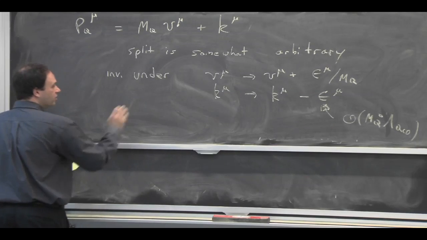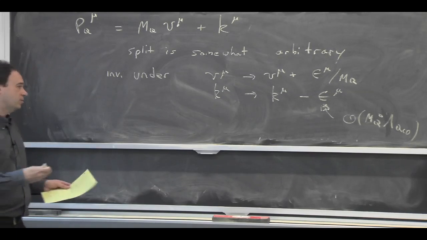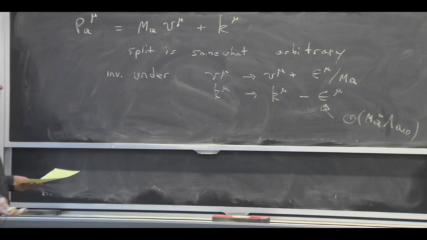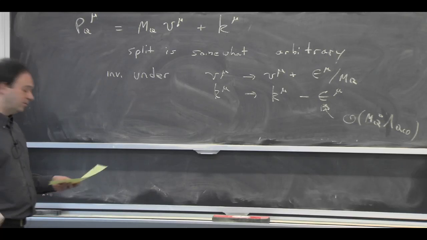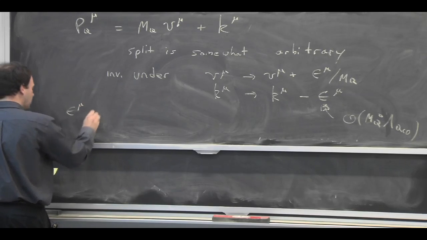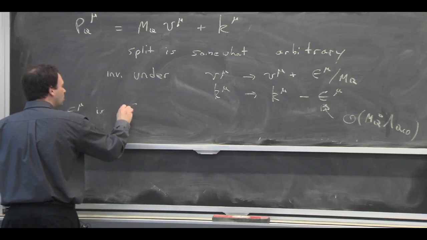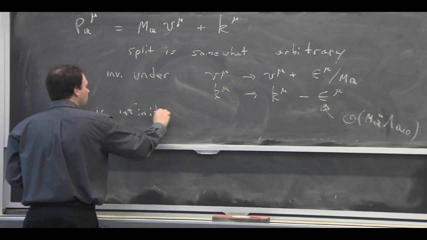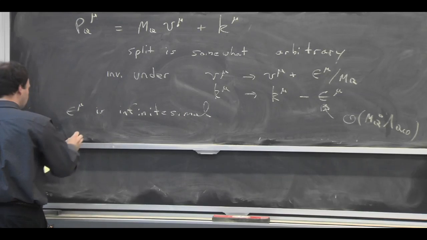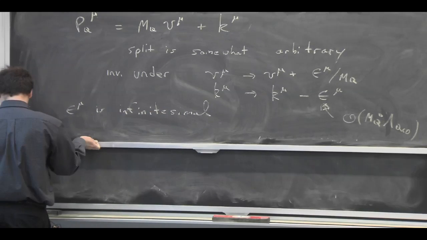So this parameter epsilon, you could consider it to be a finite reparameterization symmetry, but you don't really have to worry about finite transformations. You can just do the infinitesimal. So we'll think about epsilon mu as infinitesimal. And it has that counting that I put over there.